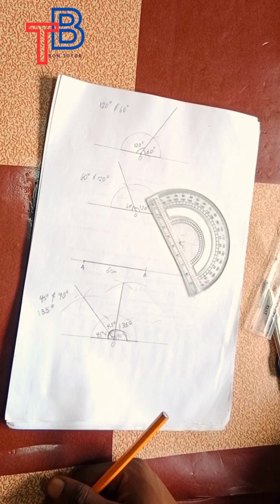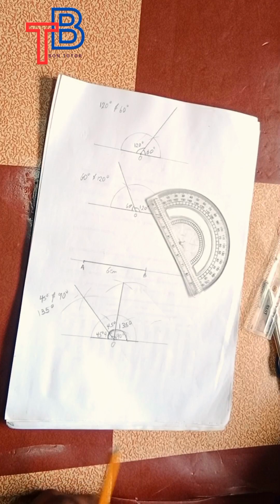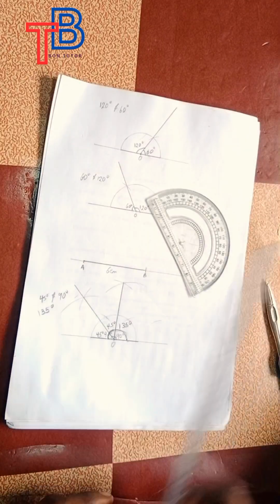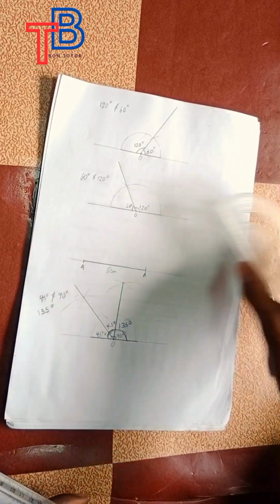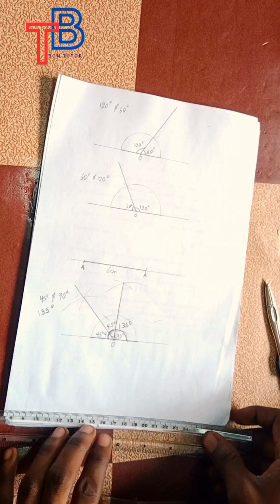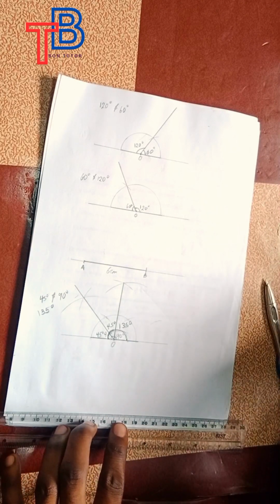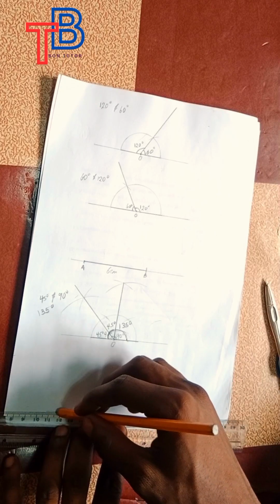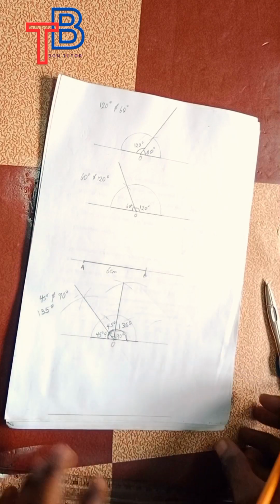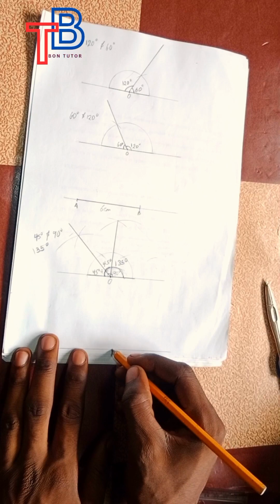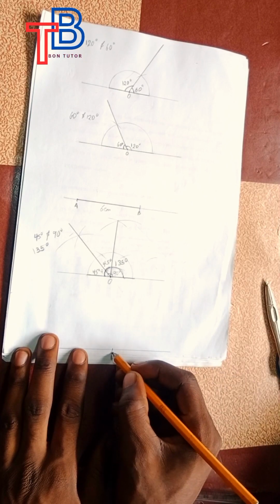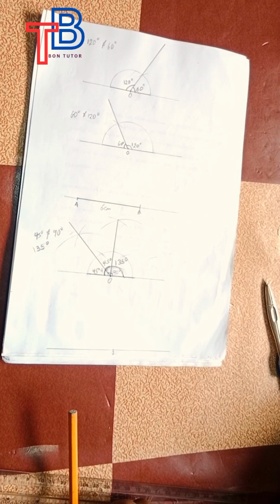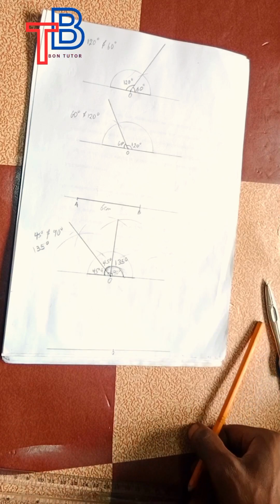Now let's go to the construction of 30 and 150, whereby I'll be constructing angle 30 degree and I'll also be constructing angle 150 degree. To construct any angles, what's the first thing we do? Yes, we draw a straight line. I am drawing the straight line now, and I'm marking the point here, calling it my O.